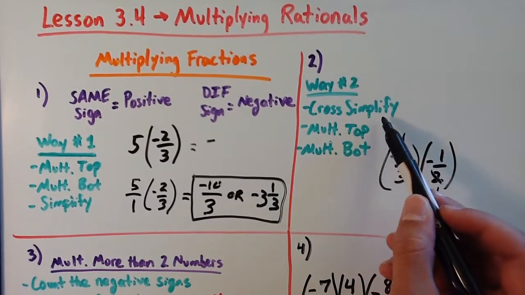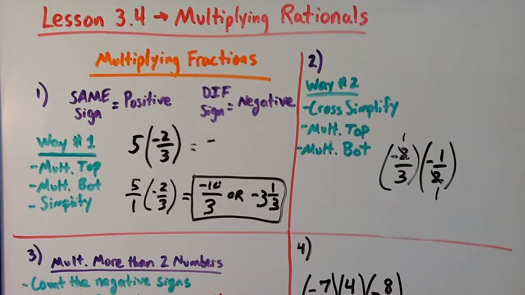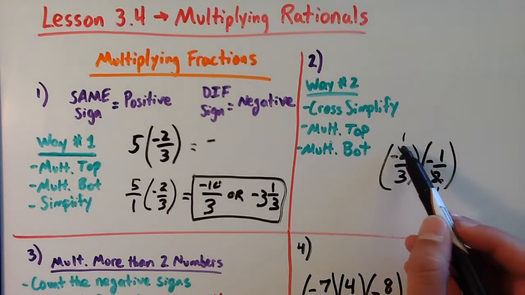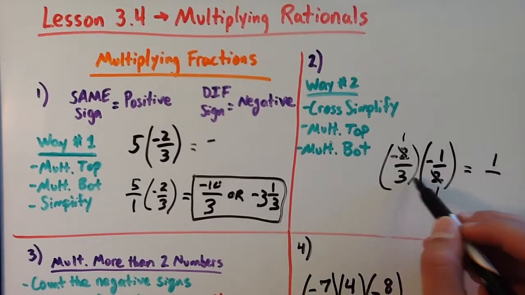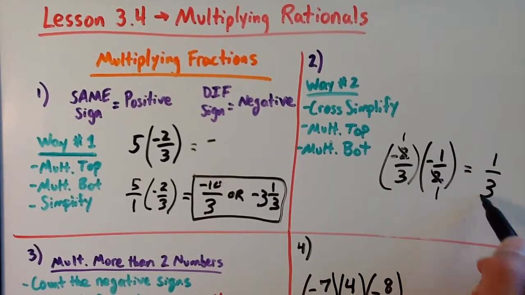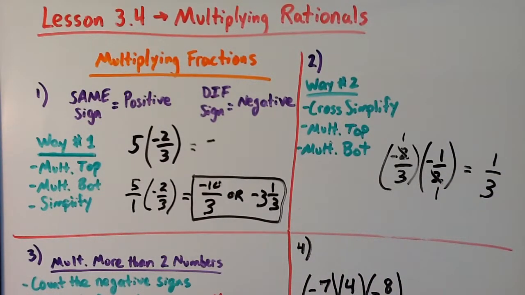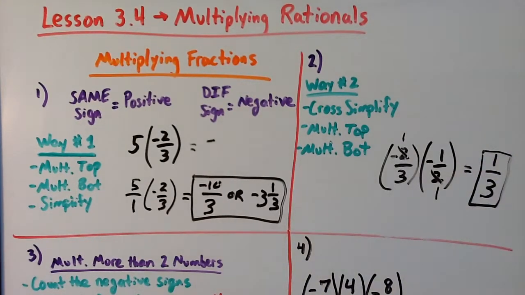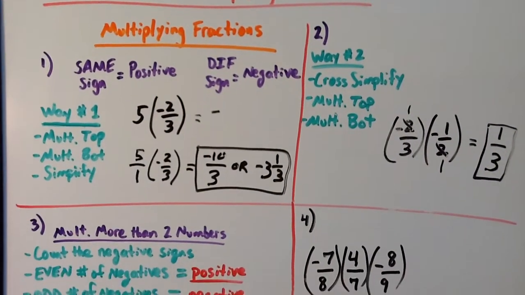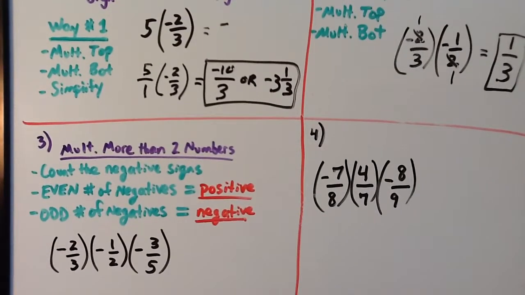Now since I've cross simplified, I can multiply the top and multiply the bottom as normal. Negative 1 times negative 1, that is 1, and 3 times 1, that is 3. So my answer is 1/3. And my answer should be positive, right? Because I was multiplying numbers with the same sign. And same sign answer is positive. So positive 1/3.